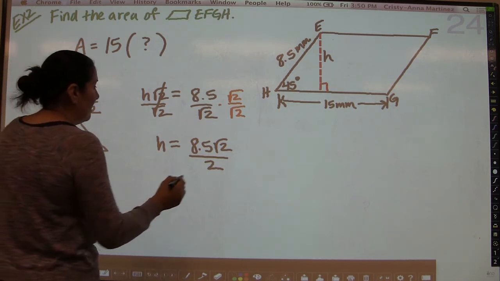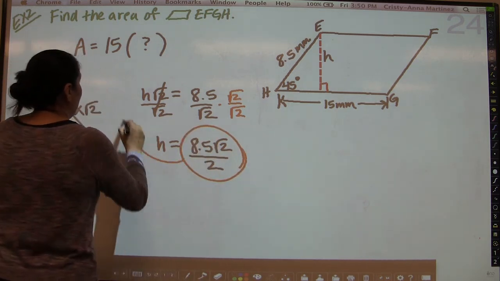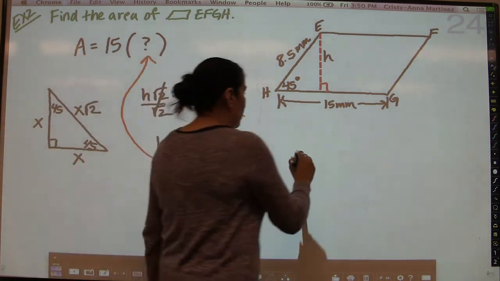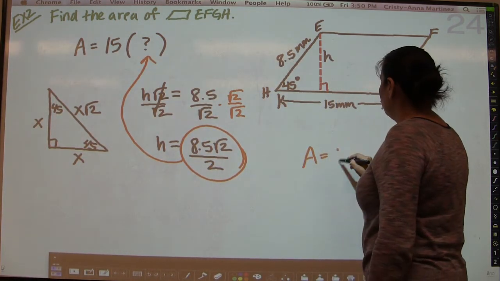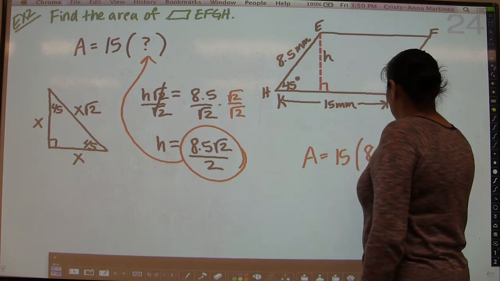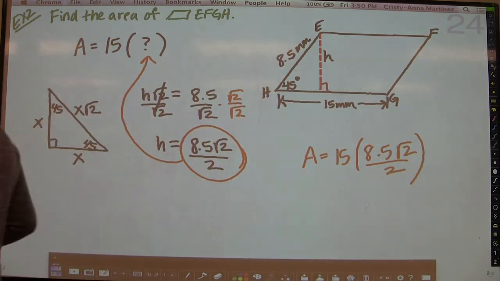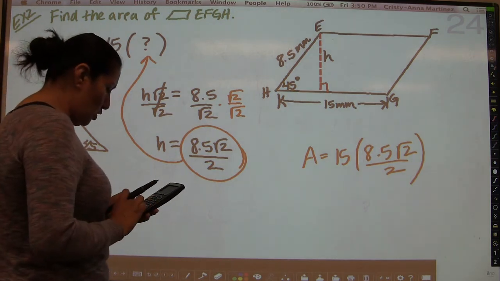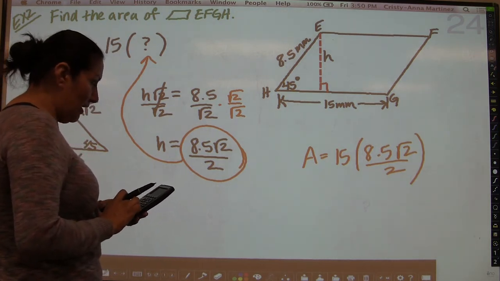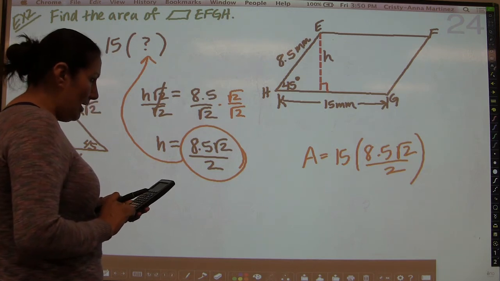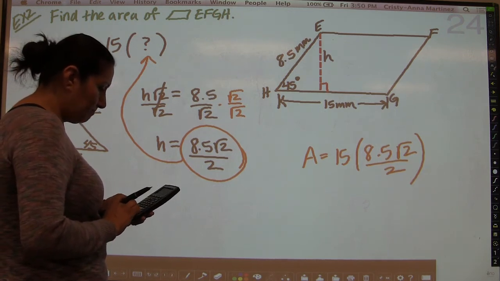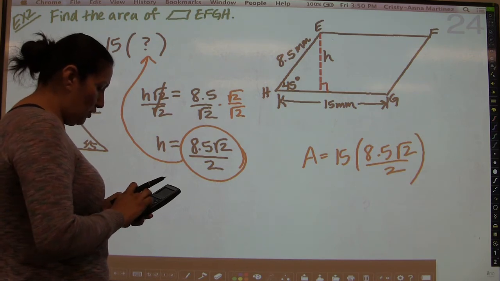So now I'm just going to take this h value and plug it right into there. So my area is going to equal 15 times 8.5 root 2 over 2. And then I'm going to plug it into my calculator. They're allowing me to go ahead and round. So I'm going to go 8.5 divided by 2, and I'm going to times it by 15, and I'm also going to times it by the square root of 2.